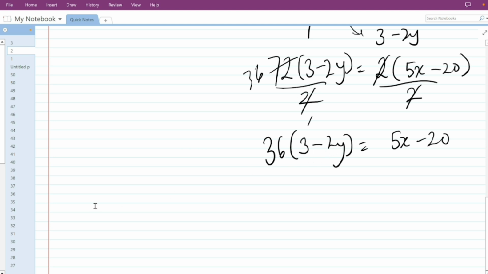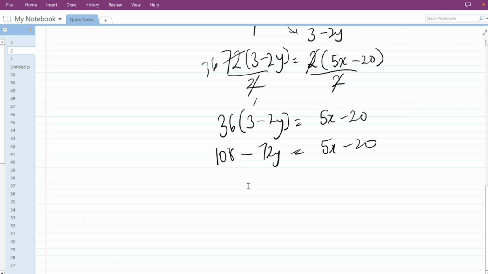So we do 36 times 3, which gives us 108, minus 36 times 2y, which gives 72y, equals 5x minus 20. Now, the question has asked us to look for x, and it's best to make y the subject of the formula because we're trying to solve using simultaneous equations. If we make x the subject, we would find y first, then go back to find x. But since x is the only one they've asked us to find, we make y the subject, and we don't want our y to be negative.